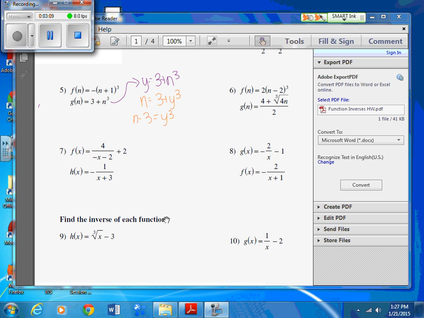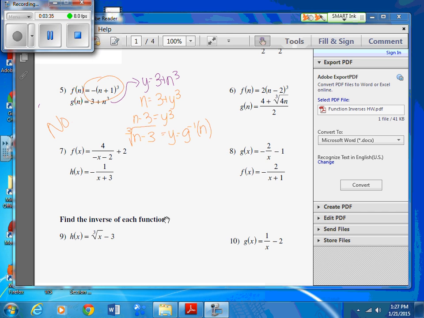Now this is y cubed, so to undo a cube, you take the cube root, or raise it to the 1/3 power. It means the same thing. So I have the cube root of n minus 3 is equal to y. That is my inverse function. Okay, this is g inverse of n. And that is definitely not what f of n is. So no, these are not inverse functions of each other.